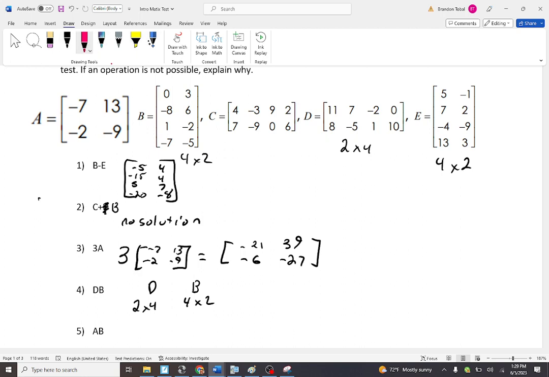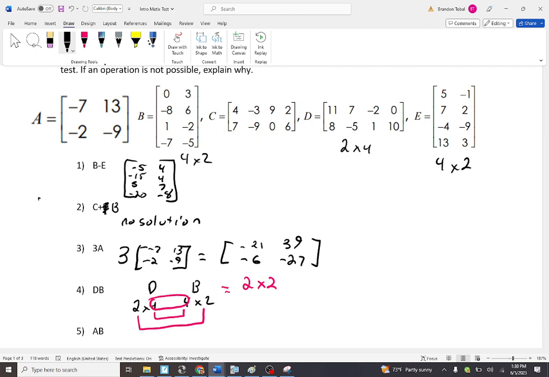So, what that means is that 4 and 4 are matching. So this, we call it the inside. The inside have to be matching. You see how these are both 4s? If the insides are matching, then your result will be the outside. So your answer for dB is going to be a 2 by 2.